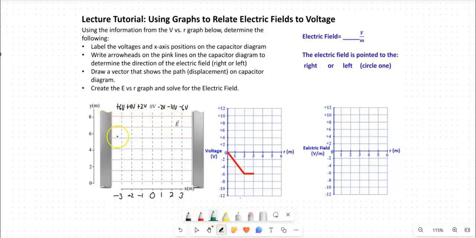Now, since the positive voltage is here, you know these are the positive charges built up here, the negatives are built up there, and so we know the electric field is going to be pointing to the right. So the electric field is pointing to the right. All right, so let's go ahead and plot this.